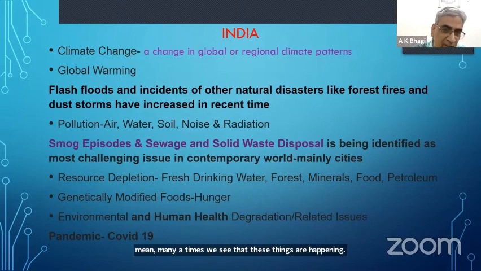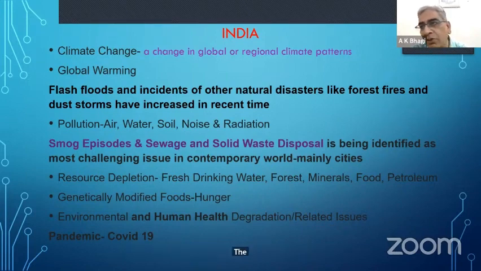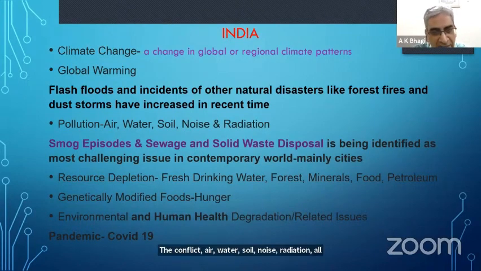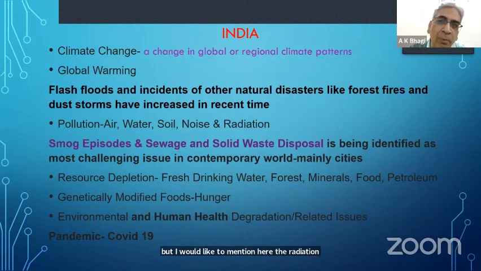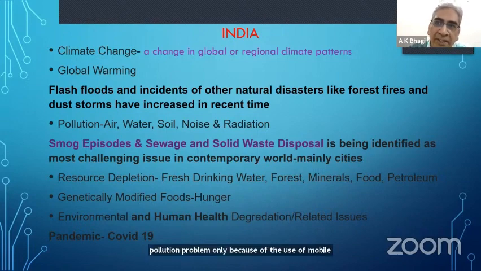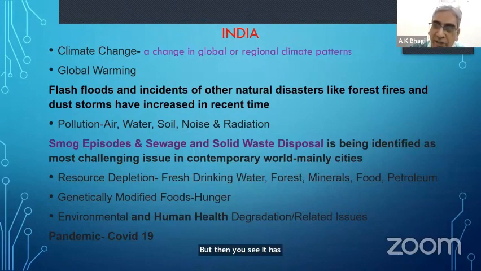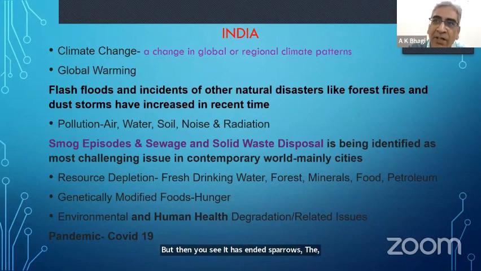The conflict: air, water, soil, noise, radiation, all sorts of pollution. One can take many examples, but I would like to mention here the radiation pollution problem, because of the use of mobile. The microwave intensity in Delhi, we may not be feeling it, but it has ended sparrows from Delhi. The egg hatches prematurely because of the increased microwave radiation intensity in Delhi, and the small sparrow called Guraiya has vanished from Delhi.